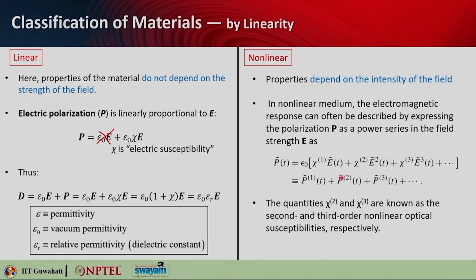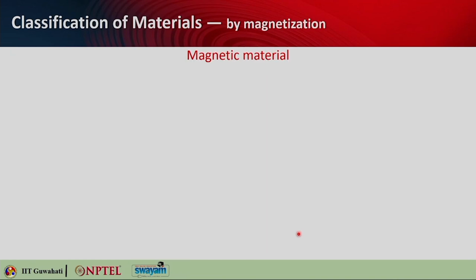Okay, so here it was only the first order, but here you can see you have got second order, third order and all other orders possible. So the chi square and chi cube, these are called the second and third order nonlinear optical susceptibilities respectively. Okay, so there are materials which show these nonlinear susceptibilities as well.